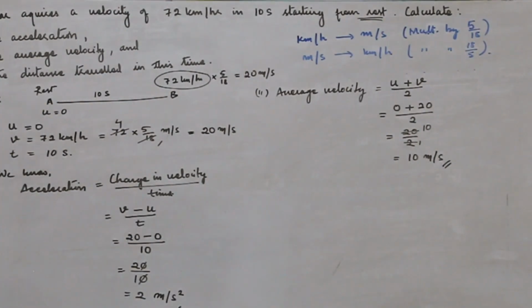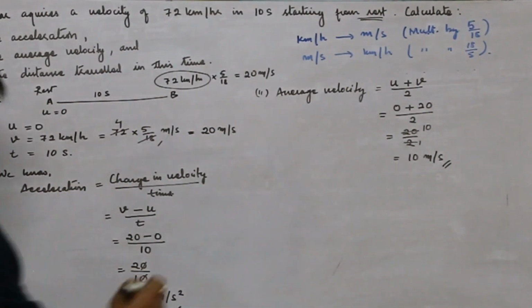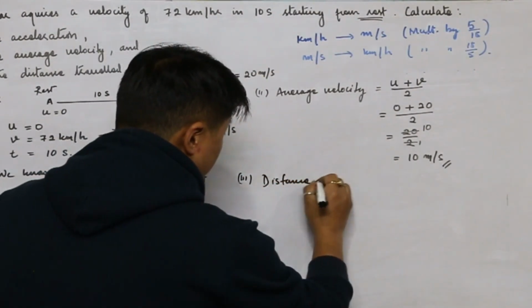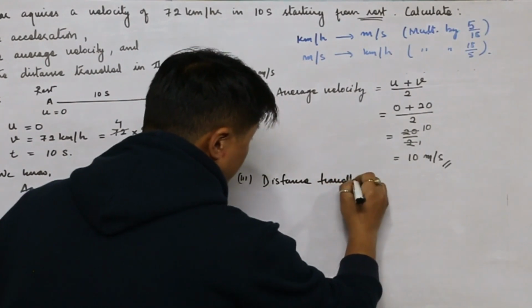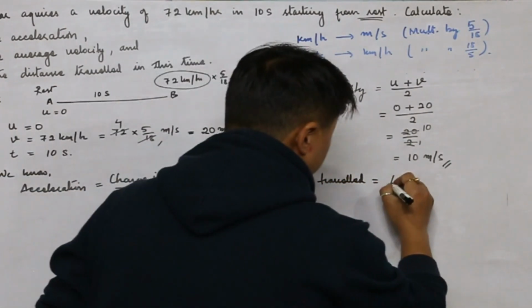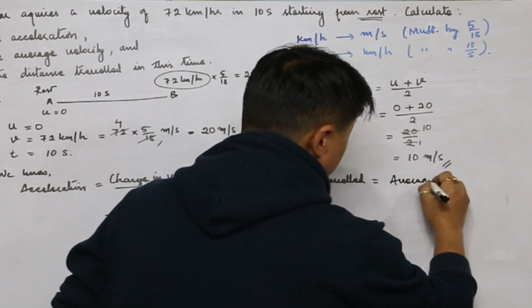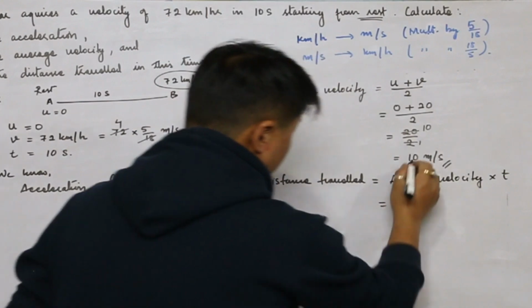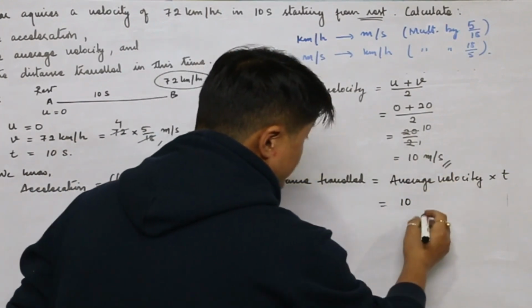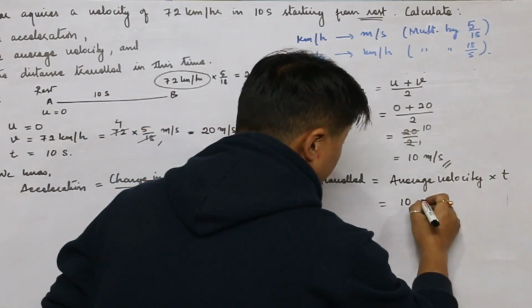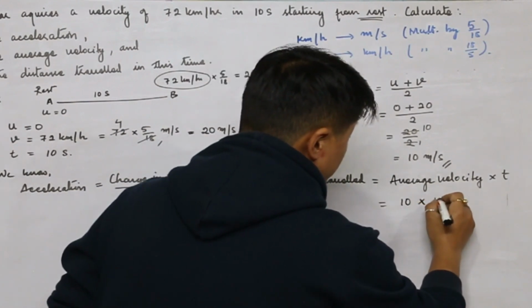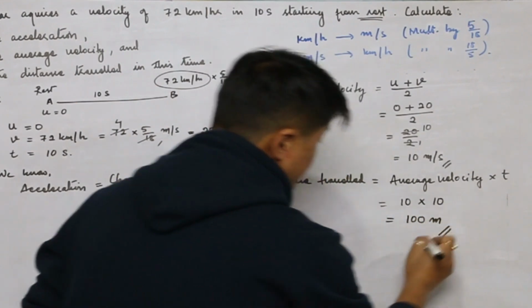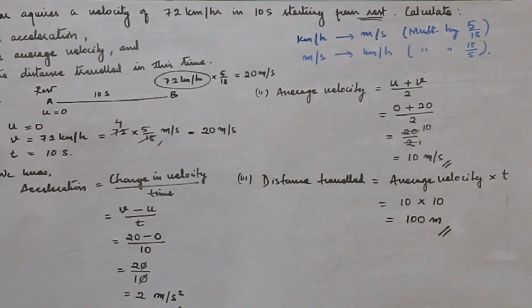And number 3, we have to find the distance traveled in this time. Distance traveled is equal to average velocity into time. Our average velocity is 10 meter per second, which we have already got. 10 meter per second into 10 seconds is 100 meters. Seconds get cancelled, so 100 meters.